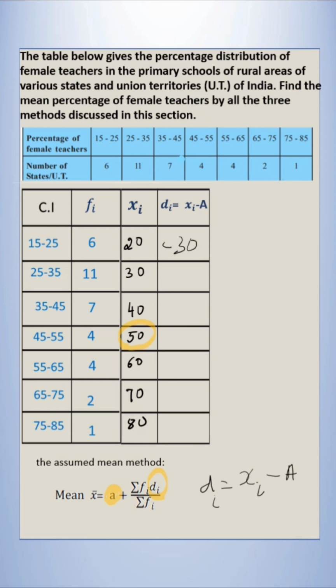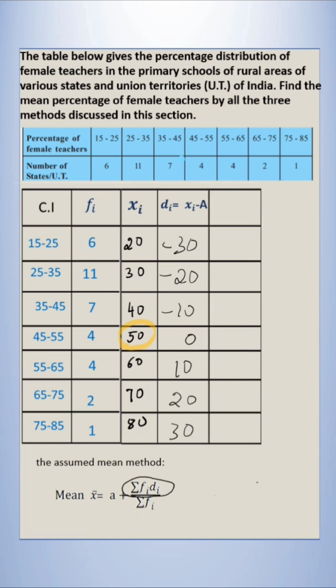This is minus 20. 40 minus 50, minus 10. 50 minus 50, 0. 60 minus 50, 10. 70 minus 50, 20. 80 minus 50, 30. Since we need to find the summation of fi di, let us add one more column to find fi di, the product of fi and di.